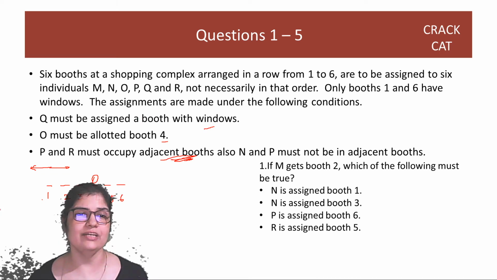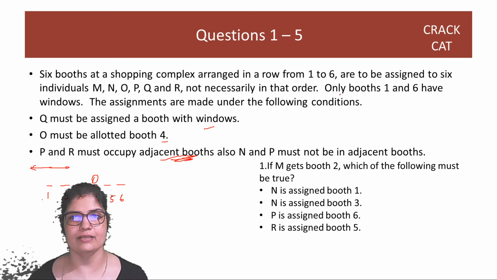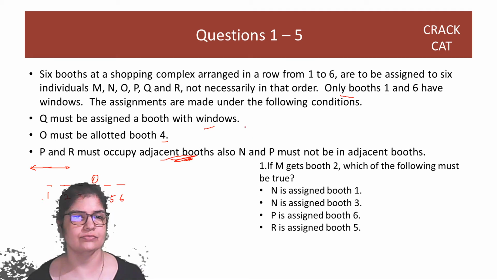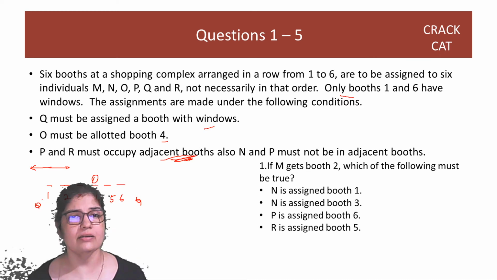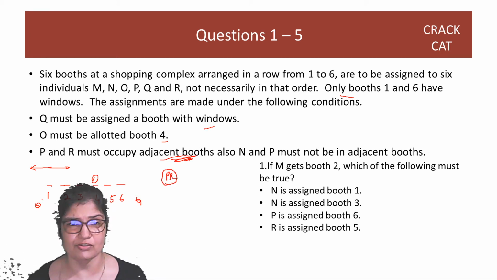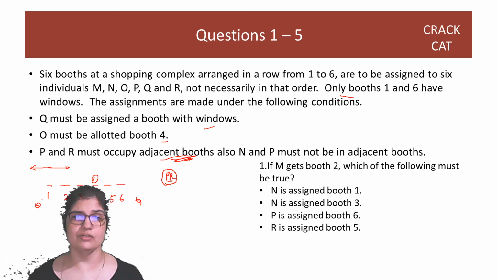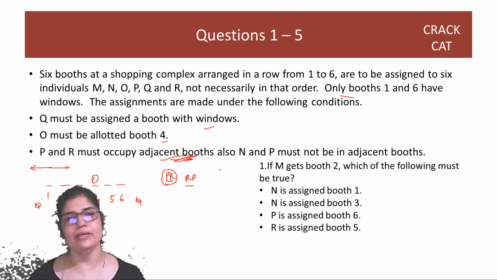Q must be assigned a booth with windows, and 1 and 6 are the booths with windows, right? Given here. So Q must either be ahead or behind. So Q is either here or Q is on this side, one of these. P and R are together, always. Whether P comes first, so this is the kind of information you have to be careful about. They're not saying who comes first. It can be PR, RP, but they need to be together. And N and P are not together.